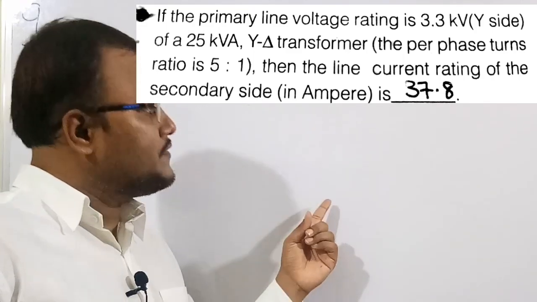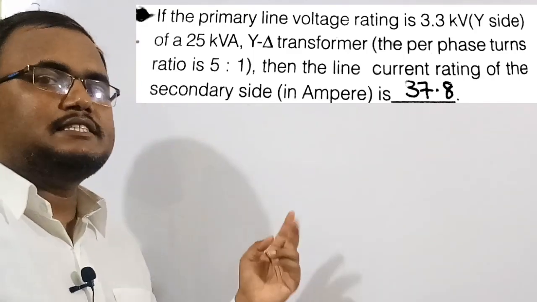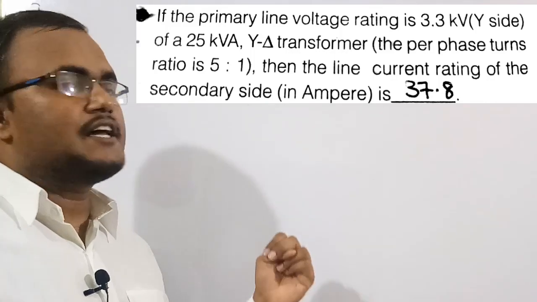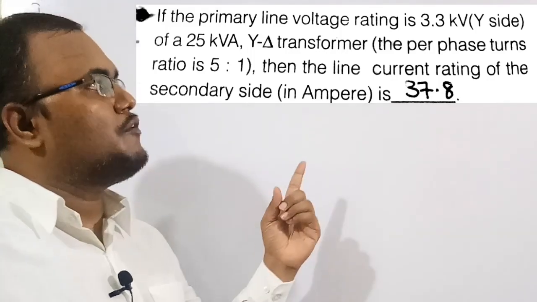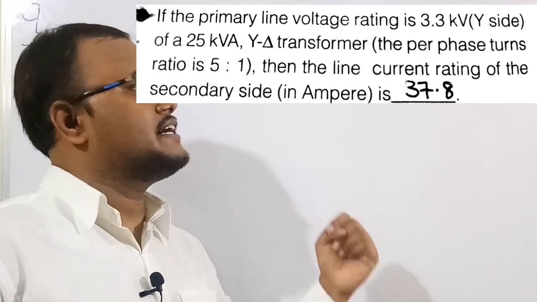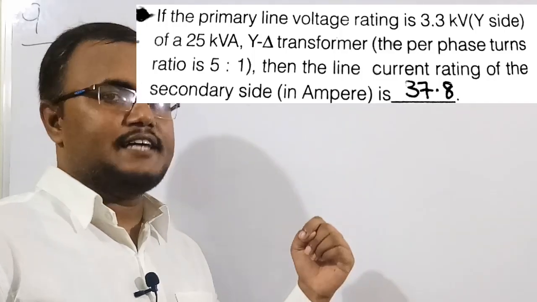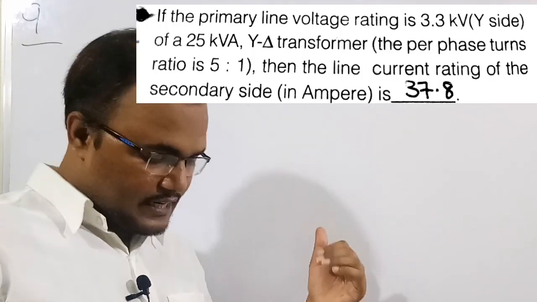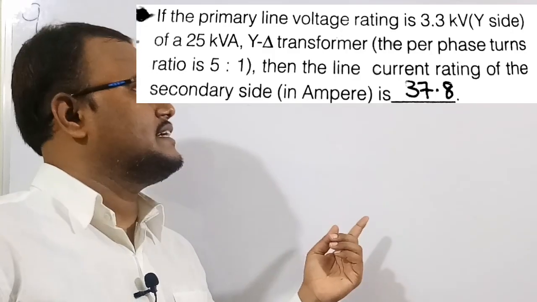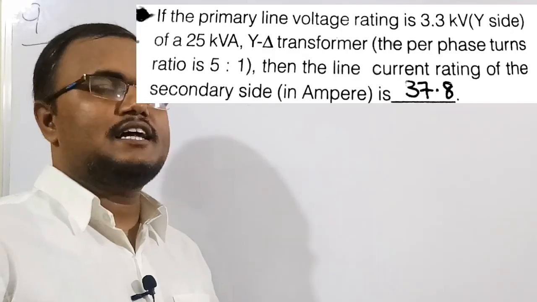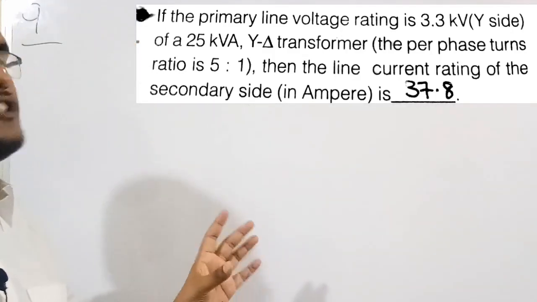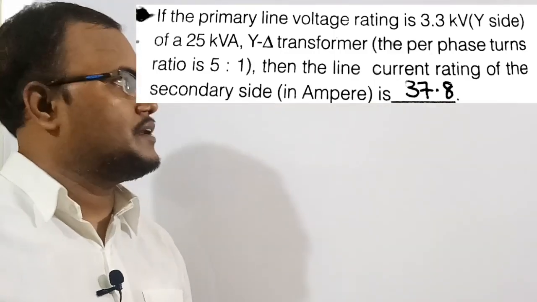So now they are given 3.3 kV, meaning the line voltage of the star connection side. They want to ask what is the line current of the secondary side, meaning the delta connection. On the delta connected side, what will be the line current they are asking. This is a very simple question. Let us do this numerical.